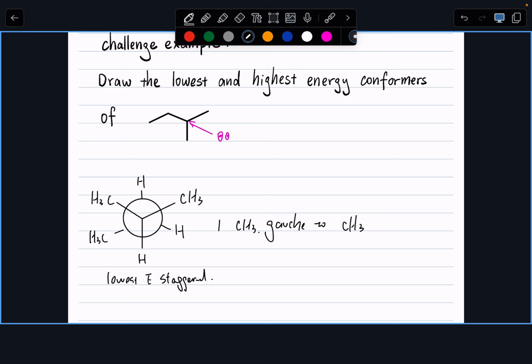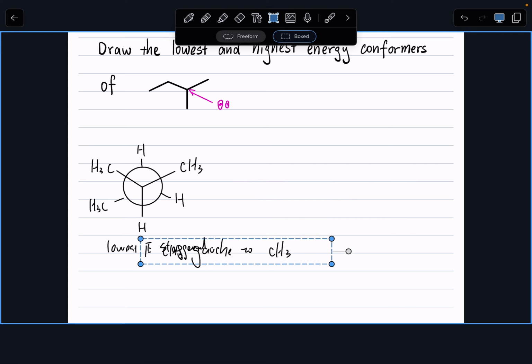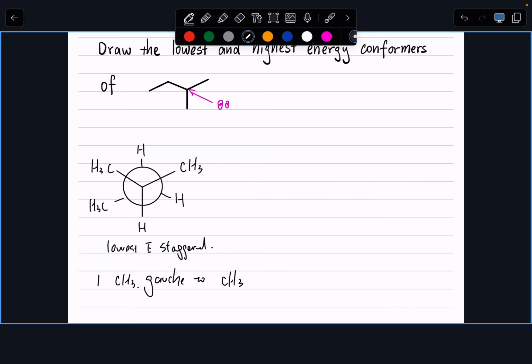And, well, what about the highest energy conformation? The highest energy conformation, you will have the methyl group directly on top of another methyl group. So for highest energy conformation, we know it must be an eclipse conformation. So in this case, we'll have a methyl group, and methyl group, and then a hydrogen. Directly on the bottom of my methyl group, we have a CH3. And on there, we have hydrogen and hydrogen. And this is my highest energy.